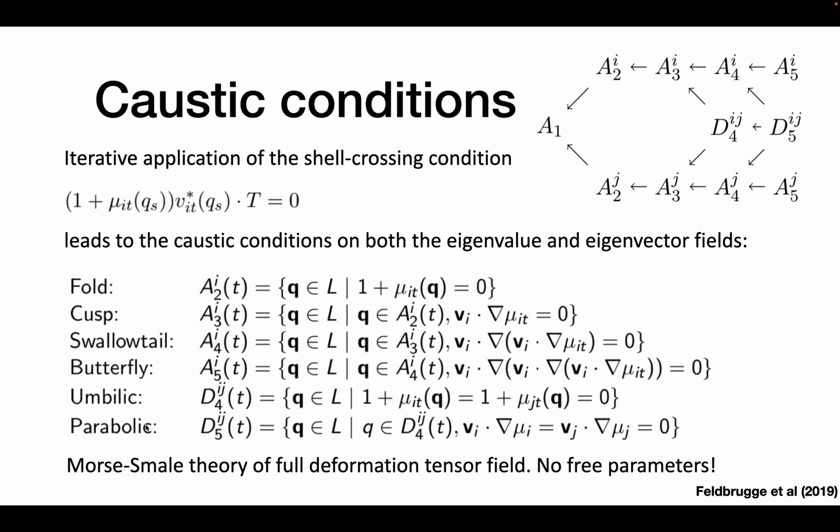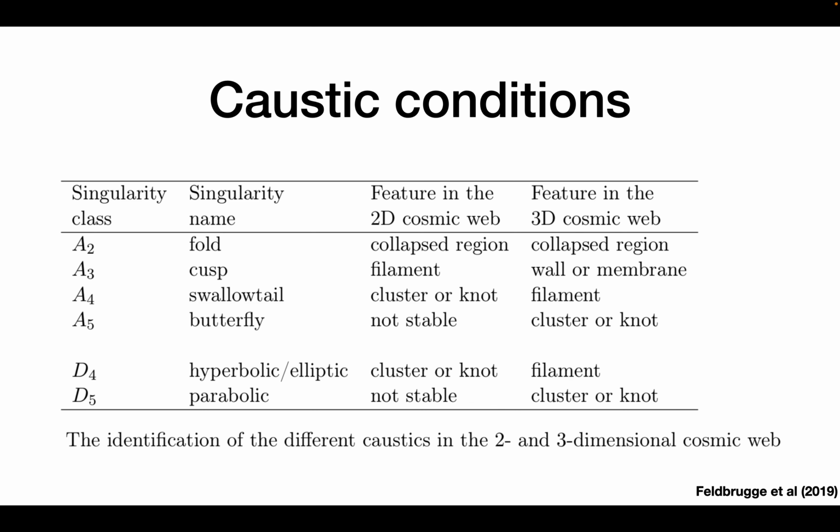It's very nice to have this algebra because it gives you a very precise definition, but in the end we would like to have geometry. So what you can do is you can say, well, these different caustics have different dimensions, and then they can be associated to the different geometric features we see in our cosmic web. And what we will see is that the fold caustic, the A2 caustic, corresponds to the collapsed regions. So that's in accordance with what we saw before, where you see that the red lines are bounding the collapsed regions.